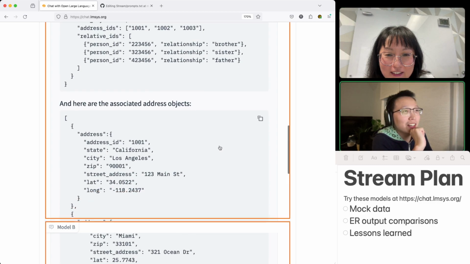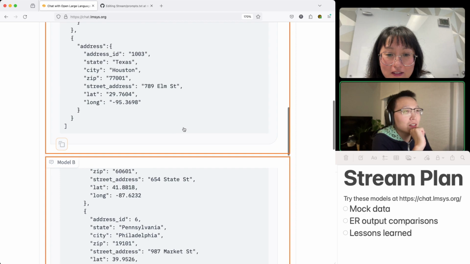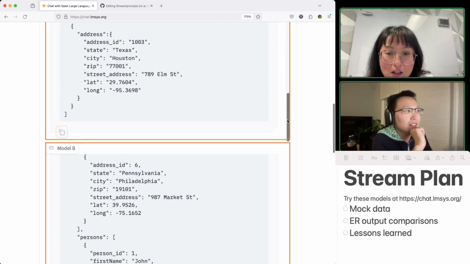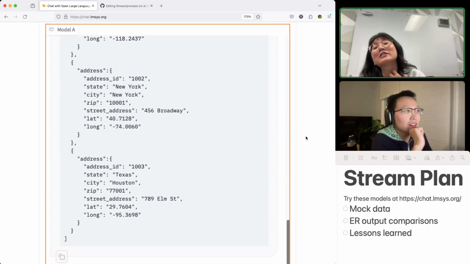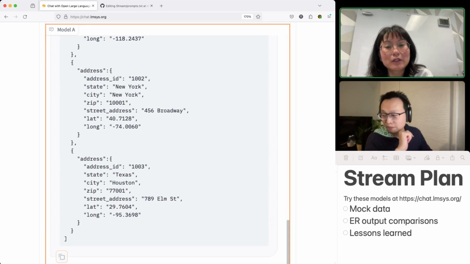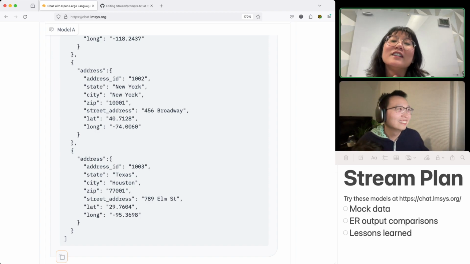So here's the associated address object. Okay, so we got our one, two, three addresses. And then wait, it didn't create relatives, a person object for relatives. Oh, okay. Just stop there.